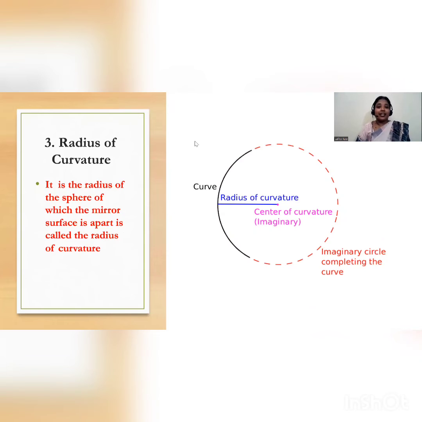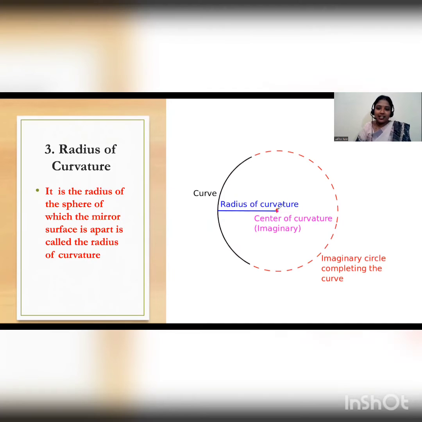Now the next one is the radius of curvature. Again, this is the center of curvature C. In a circle, the radius is between the center and any point on the circle. In the same way, the radius of curvature is the radius of the sphere of which the mirror surface is a part. So the radius will be from the center of curvature to this point. You can also say the distance between P and C is equal to R.